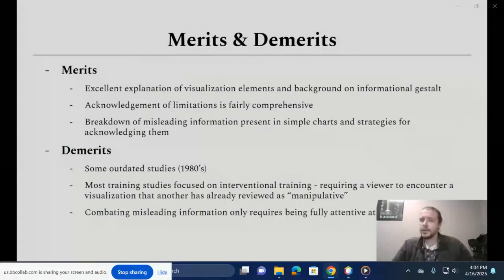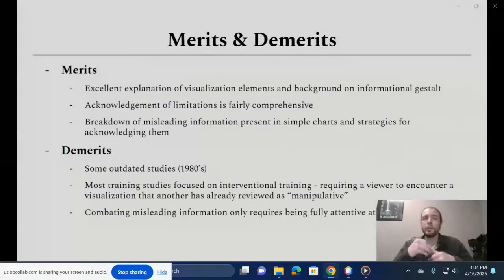My takeaways from the paper, my demerits: some of these studies that they've shown in misleading elements and education were fairly outdated. I think I saw one from the 1980s in there. Most of the training studies or the education studies focused on interventional or preliminary training. They required a viewer to encounter a visualization that another person had already seen, deemed manipulative, and put an annotation or additional information alongside it.